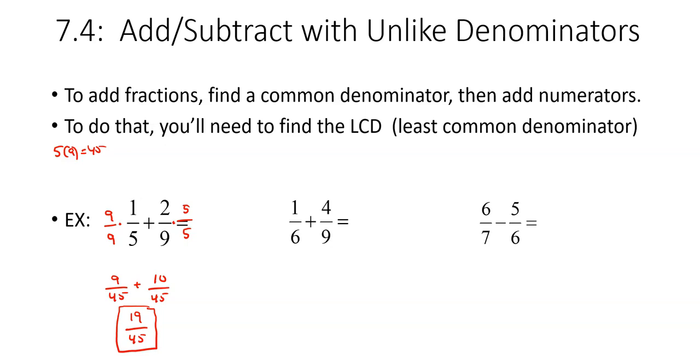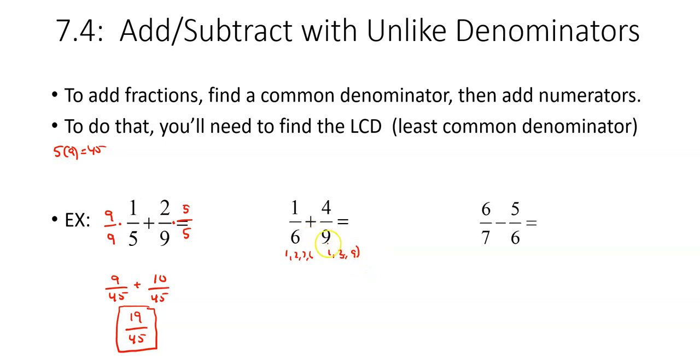How about the second one? Second one's a little bit different. It's got a 6 and a 9. Could I multiply them by each other? Sure, but factors of 6: 1, 2, 3, and 6. Factors of 9: 1, 3, and 9. So my answer is going to have a factor of 3 in it somewhere. I bet you it also has a 2.